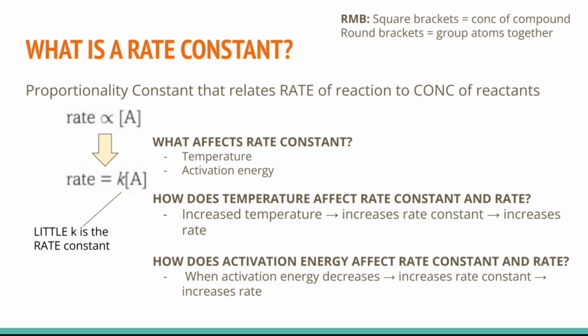So you can see here that we change this proportionality into an equation, an expression. We substitute k as the proportionality constant. So that means we have rate equals k multiplied by the concentration of the compound. What affects rate constant? This can be two things: temperature and activation energy.